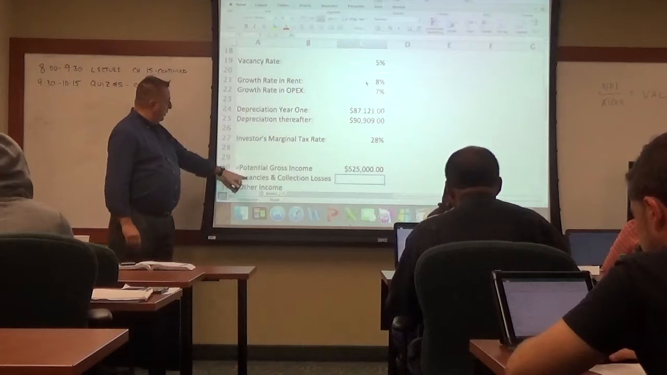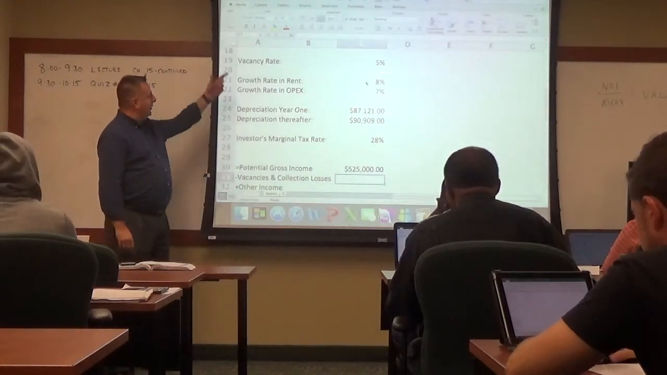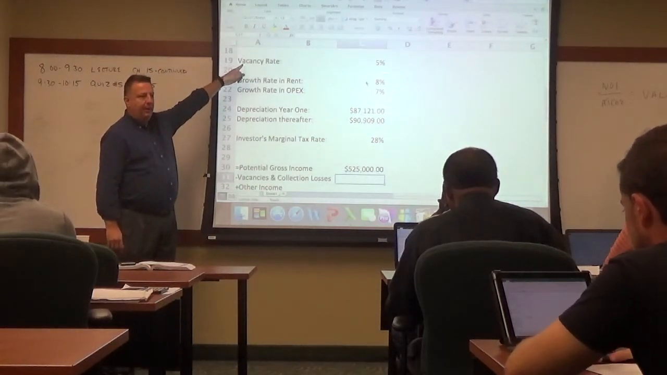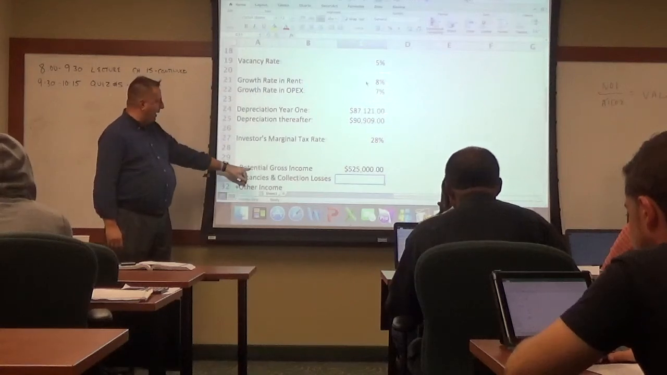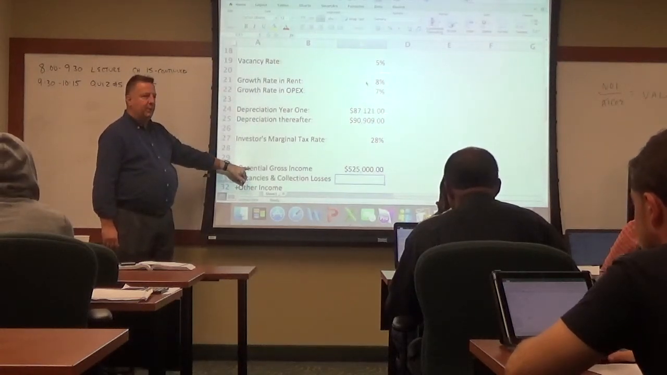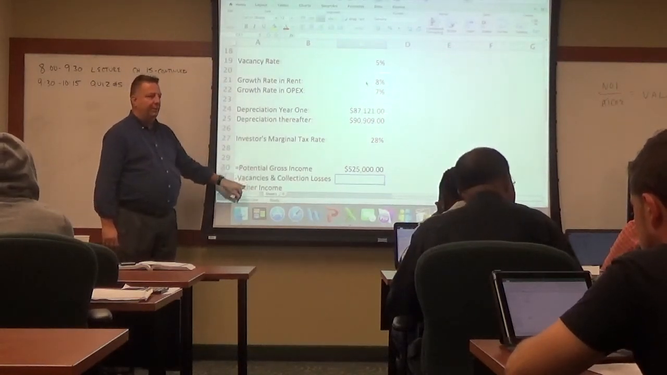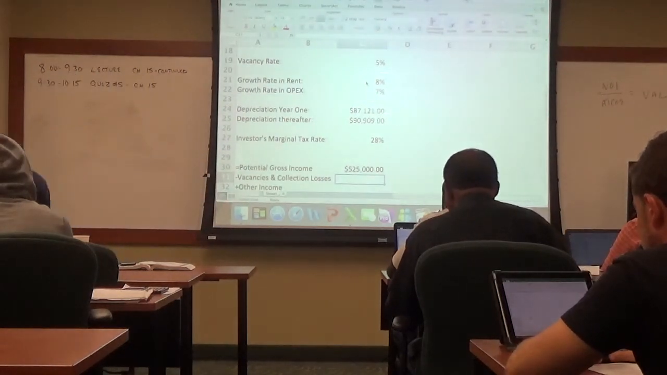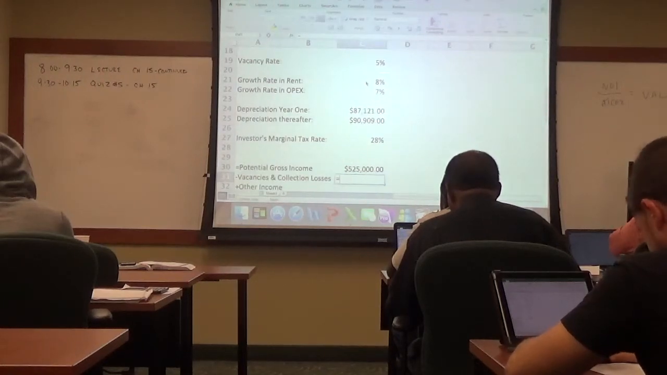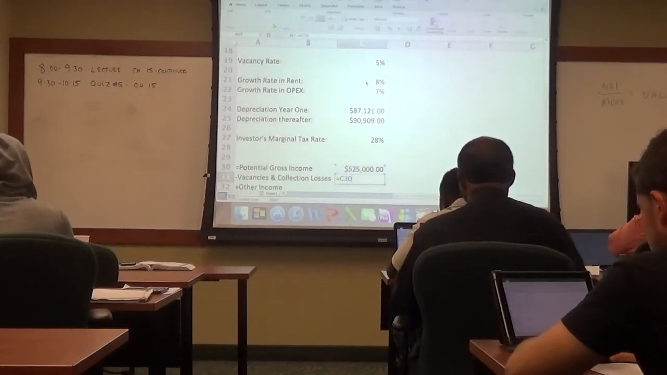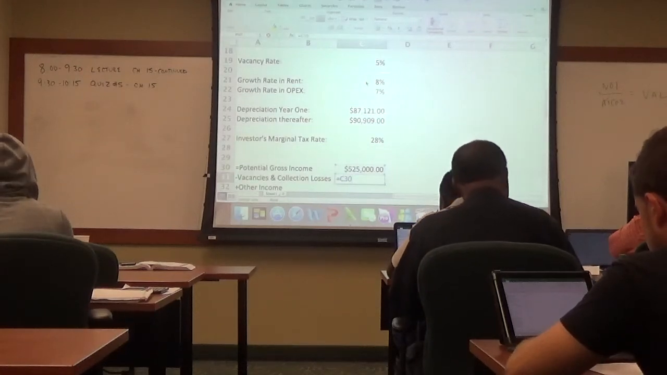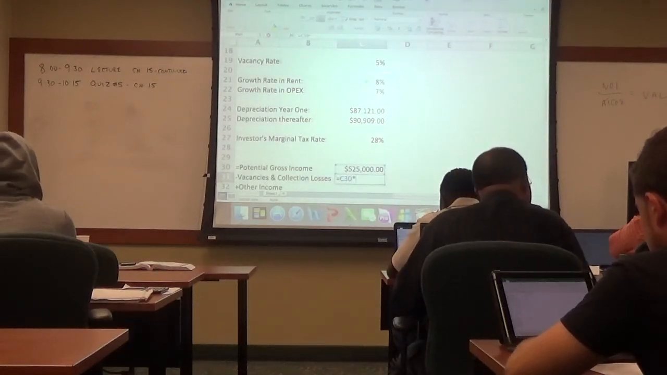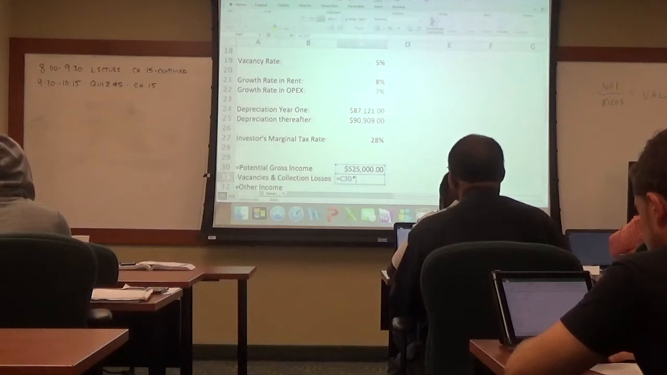All right, so where are we going to get the vacancy and collection losses from? Well, the vacancy rate is up here. So we're going to multiply the potential gross income times the vacancy rate, and that's going to pop into that line. The way I'm going to do it is hit equal, then cell reference the cell right above it, multiplied by, and then the cell reference for the vacancy rate.